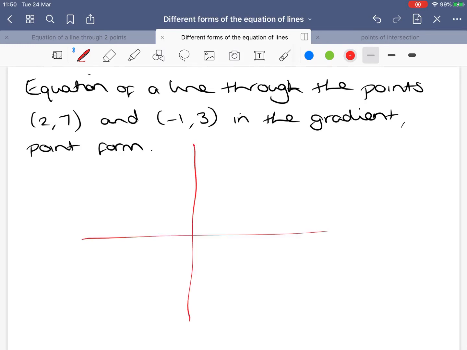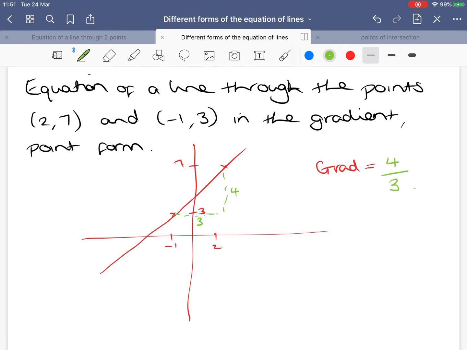So as always, we sketch. We've got the point (2, 7), which goes right there, and we've got the point (-1, 3), which goes through there, and there's our line. As in most cases, the first thing we have to do is work out the gradient. So we put our little triangle in, and our change in y, well, we've gone from 3 to 7 on the y-axis, so the change in y is 4. And our change in x, we've gone from -1 to 2 on the x-axis, so that's a change in x of 3. So my gradient is 4/3.